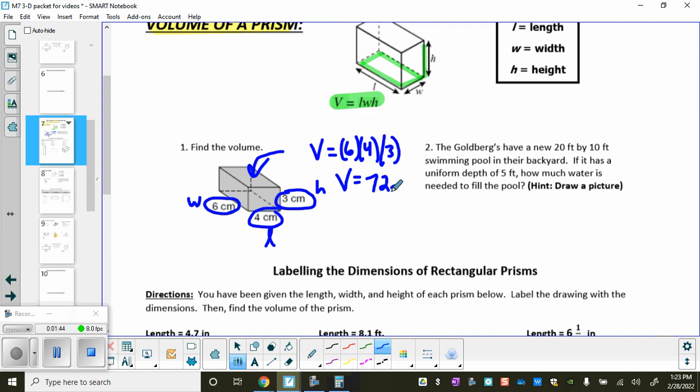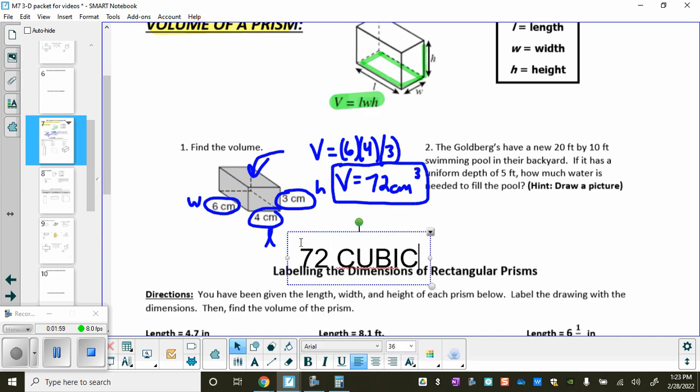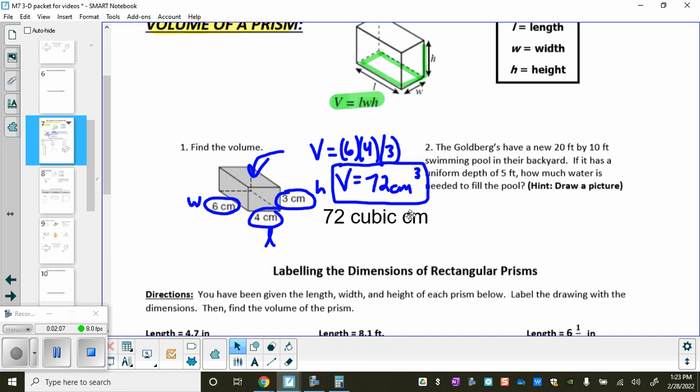For the labeling here, we're going to put centimeters, and we put a little 3 up here because there are 3 dimensions we now care about: length, width, and height. So the way we say this would be 72 cubic units. And I'll type that down just so you can see it. It's 72 cubic units. In this case, our units are centimeters, so I'm going to say 72 cubic centimeters. Okay, that's how that one is read.